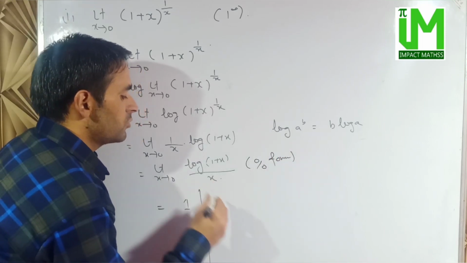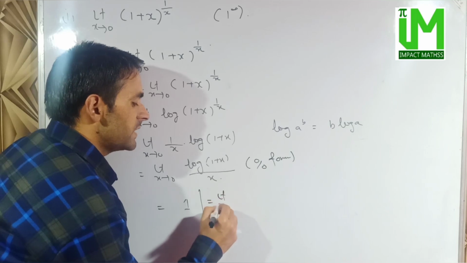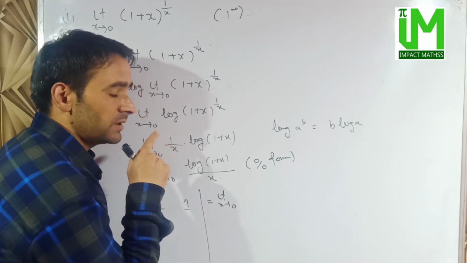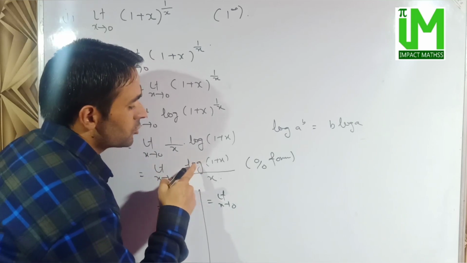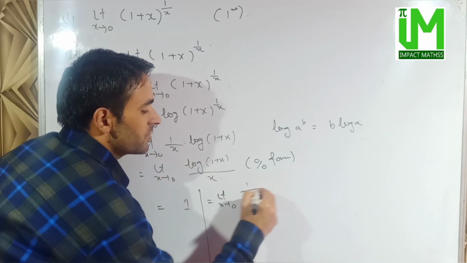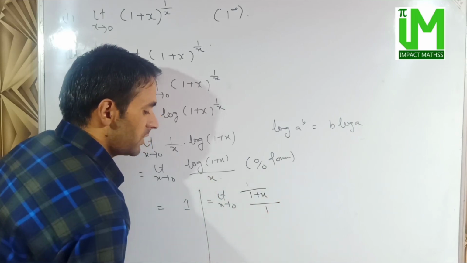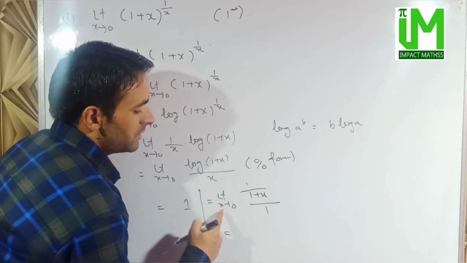Now applying L'Hopital rule, it will be limit x approaches 0 of the differentiation of the numerator divided by the derivative of the denominator. So the differentiation of log of 1 plus x is 1 upon 1 plus x, divided by the differentiation of x, which is 1. So now we can use the limiting value.